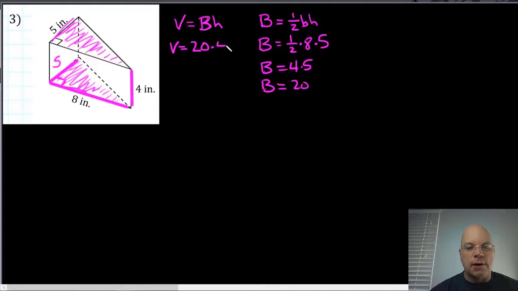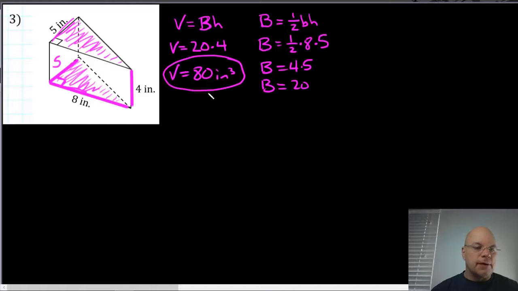They're 4 inches apart. You could think of it as I've got this 20 square inch base, and I've got 4 layers of that base. Those 4 layers give me 20 multiplied by 4, or 80 cubic inches in my volume. So 20 times 4 is 80. The dimensions will be inches cubed because volume is 3-dimensional. And so 80 inches cubed would be the volume of that triangular prism.